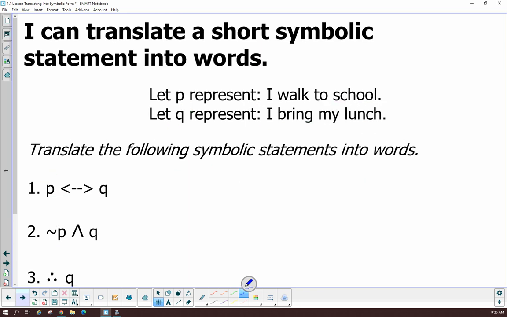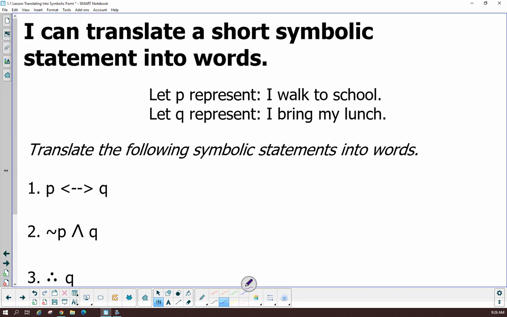We can do the opposite. We can take symbols and turn them into words. So I'm going to use my same P and Q. And now everywhere I see P, I'm going to write I walk to school. Everywhere I see Q, I'm going to say I bring my lunch. And then I'm going to write whatever the symbols I have mean. So here I have P, I walk to school.